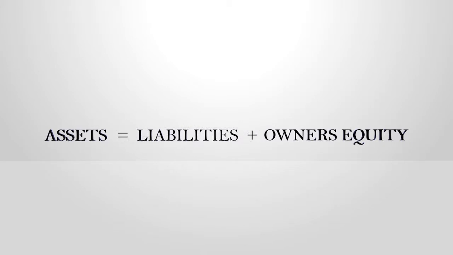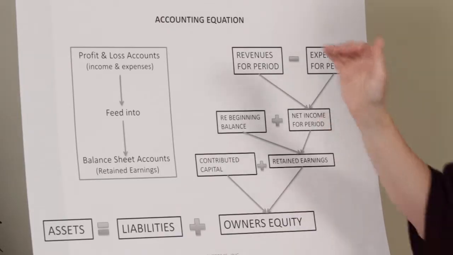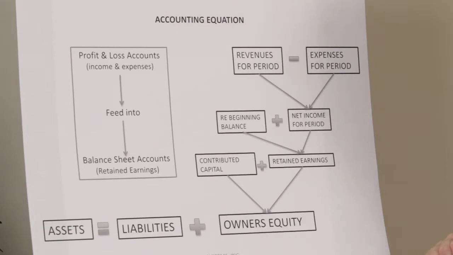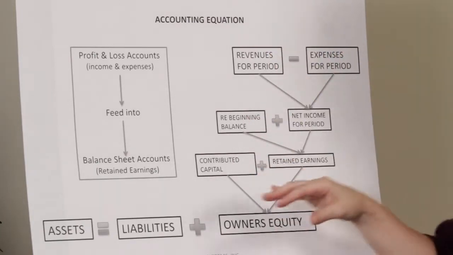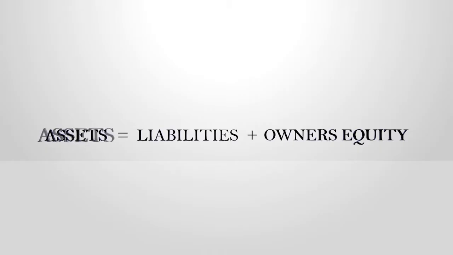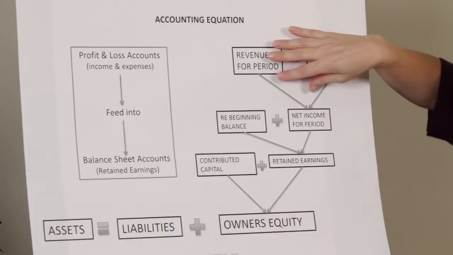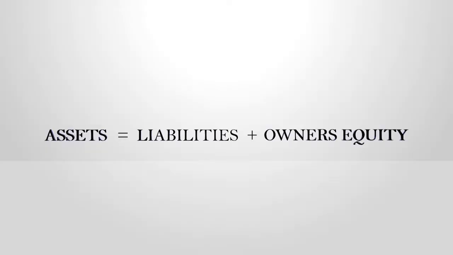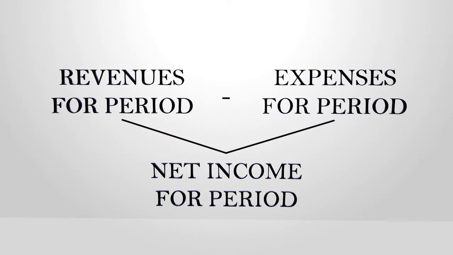But what we want to see here is the relationship between the profit and loss and the balance sheet report and how they come into play. If you look at this, assets, liabilities, owner's equity, these are all the accounts on your balance sheet. This is your profit and loss up here, and this is your balance sheet down here. So you have your revenues for the period, which is your income, minus your costs and expenses. That is your net income for the period.